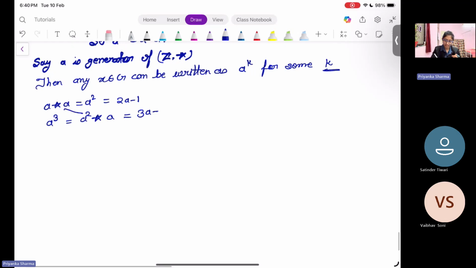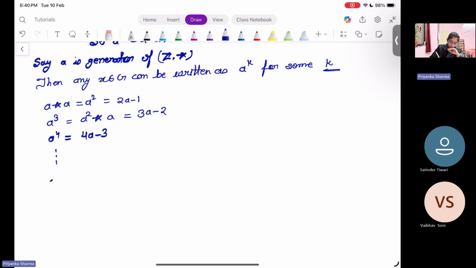So this is actually 3A minus 2. Okay, because this is 2A minus 1 plus A minus 1. So this will be 3A minus 2. What is A4? A4 will be 4A minus 3. Okay, and this is how we can proceed.